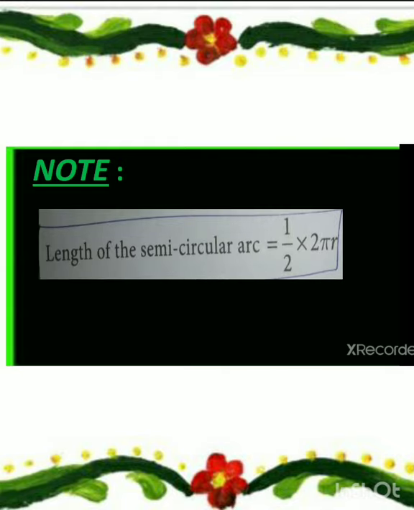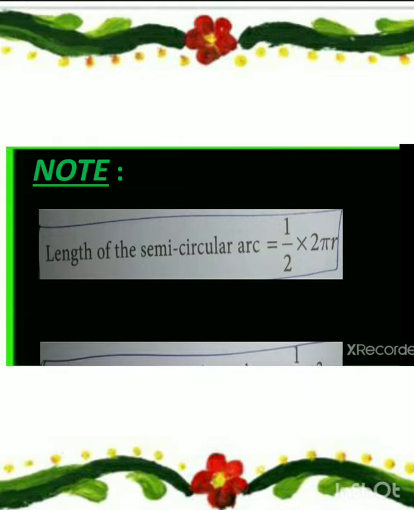Note, length of the semicircular arc is 1/2 × 2πr. That is, for the length of the arc, the number of equal sectors here is 2. Semicircle means it will be divided into 2 equal parts. So the actual formula is 1/n × 2πr. Here the number of equal sectors is 2. That's why we are writing 1/2 × 2πr. This is the formula for the length of the semicircular arc.